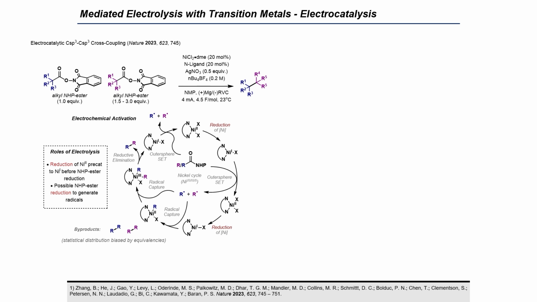One limitation of this platform is the lack of specificity for the order in which the coupling partners get reduced. As such, a larger excess of one of the redox active esters is needed to favor cross-selectivity over a statistical distribution of homo and heterodimers.